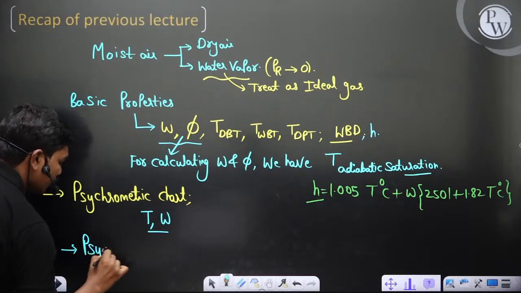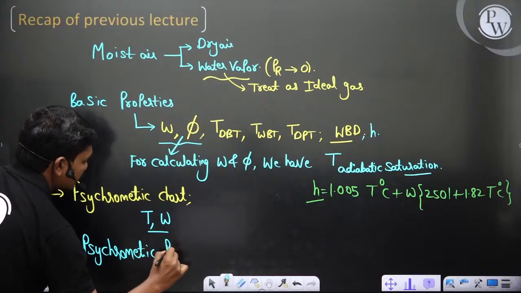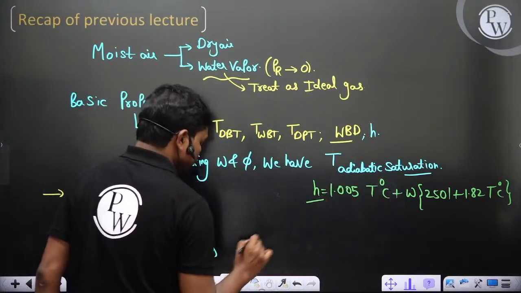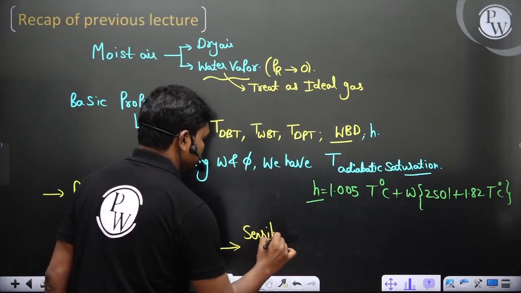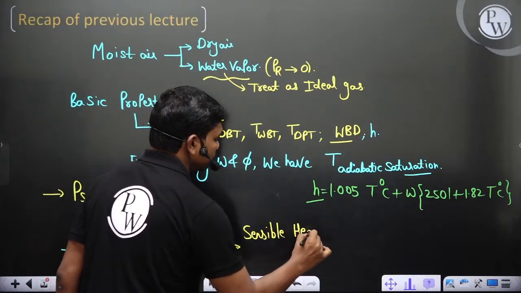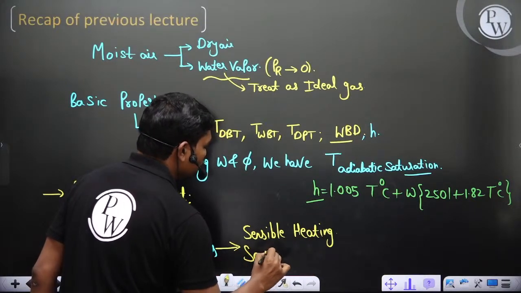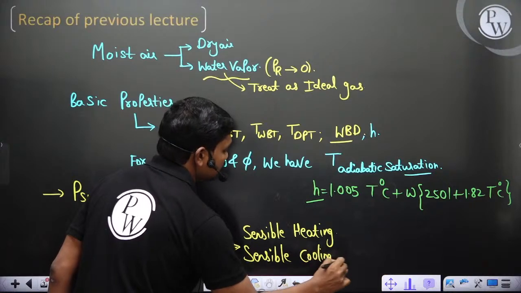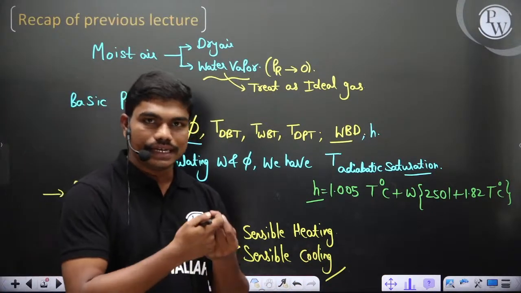We have started psychrometric processes, and we have seen a couple of processes which are something like sensible heating, and we have also seen sensible cooling actually. Okay, so we have seen sensible cooling, right? So we have seen these couple of things, and we have also seen how this looks in a psychrometric chart.